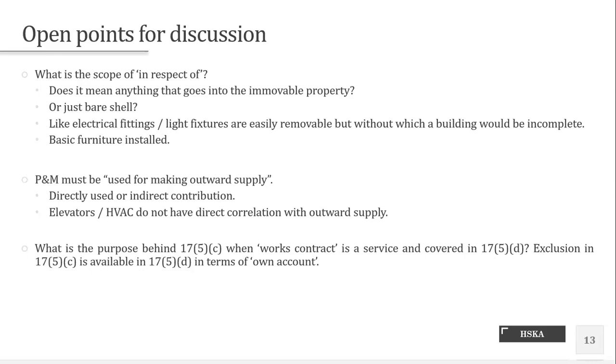I think the objective of both 17.5C and D is the same. I may be wearing the hat of an owner and doing construction on my own, purchasing all the materials, or I may be working as a works contractor, so to plug both the loops, I think they have brought out two sub clauses under 17.5. But the purpose and objective of blocking the credit related to construction of immovable property remains common in both, if I have understood correctly.